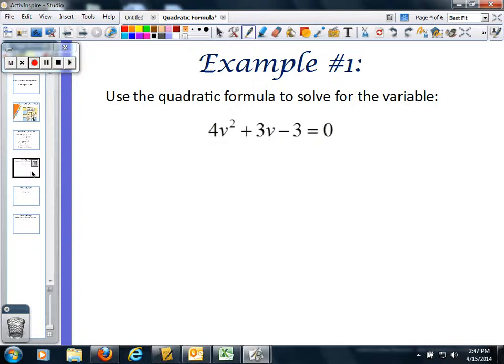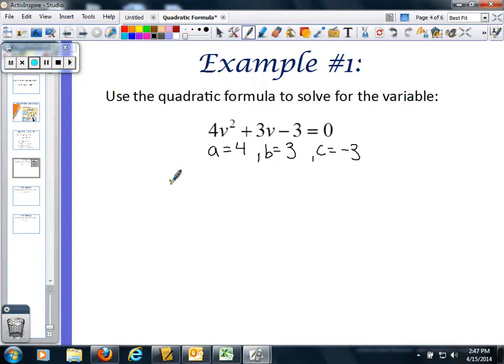So, when we get to the first example, it says use the quadratic formula to solve for the variable. Okay? So in this case, we're looking for b. I need to start by finding a, b, and c, and I'm going to write these side by side. So a is 4, b is 3, c is negative 3. It's already in quadratic form. Remember, that's always the first step, to put it in quadratic form.